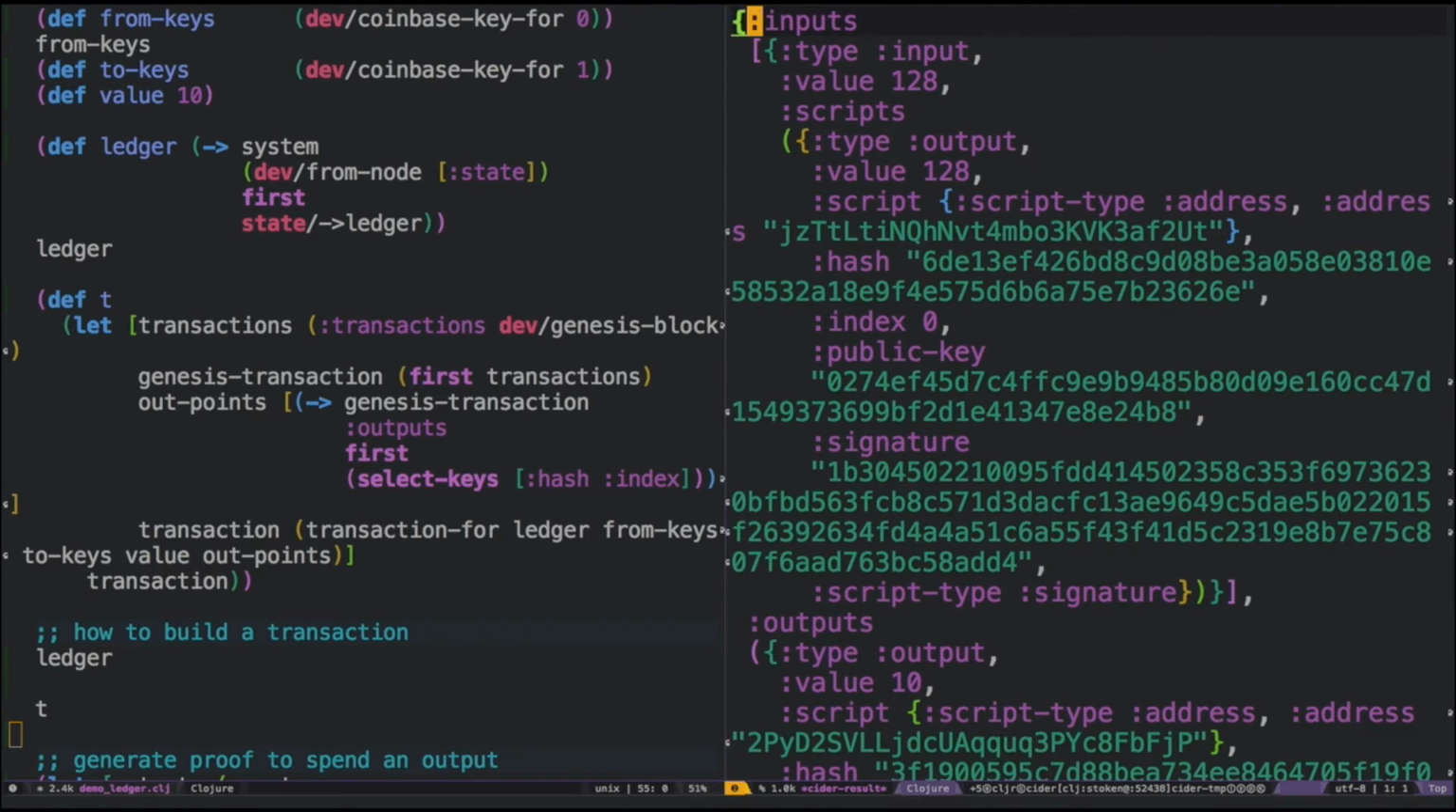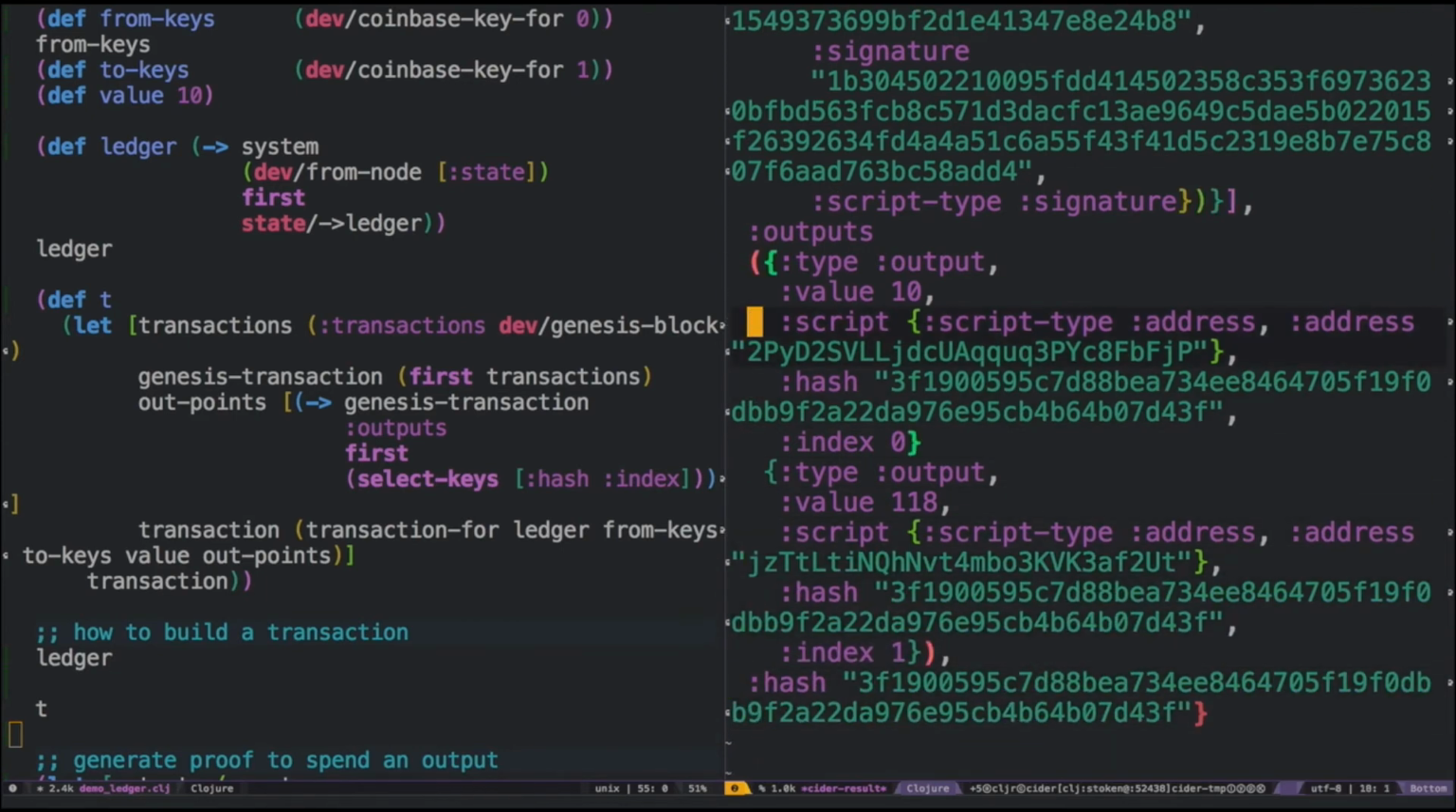Again, just a map. One of the benefits of Clojure is that there's this emphasis on data. I like to describe Clojure as a great DSL for manipulating data, which is very abstract, but if that means anything to you, it's awesome that it's so good at being that thing. So we have some inputs, which again are references to previous outputs. We then have new outputs that describe how we want to take the incoming value and split it up.